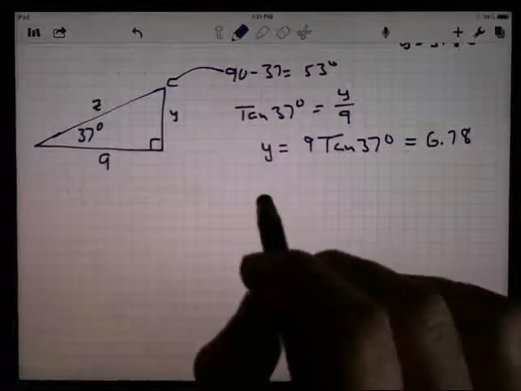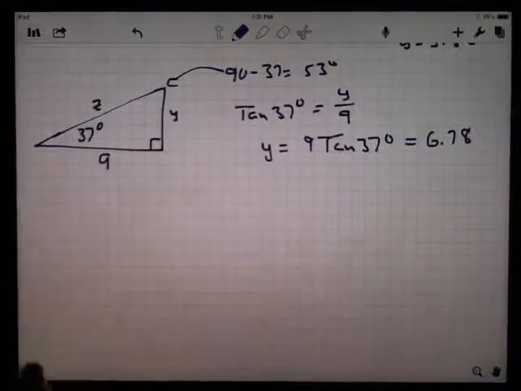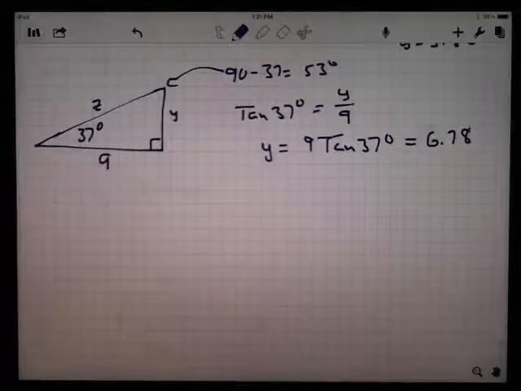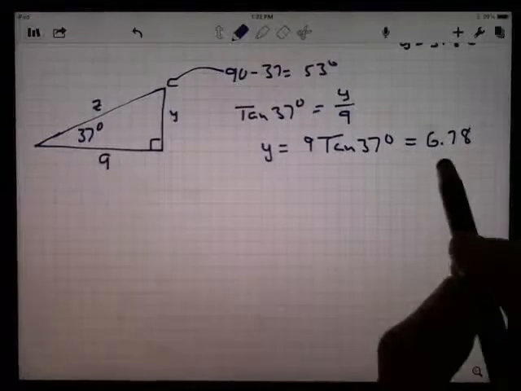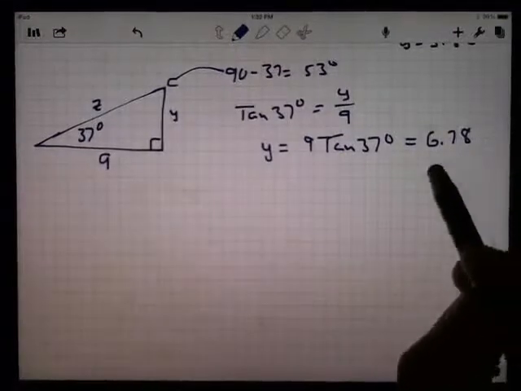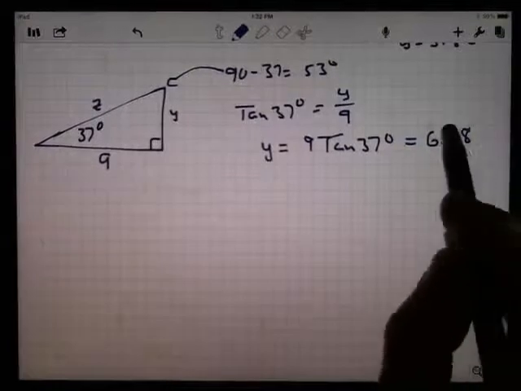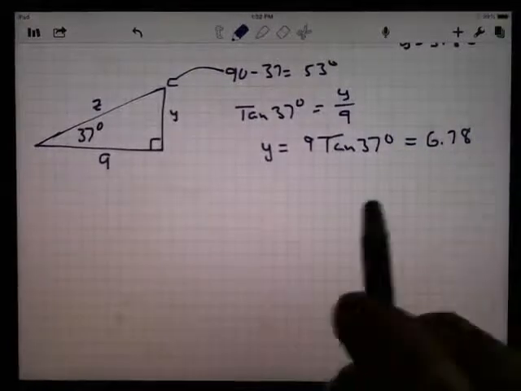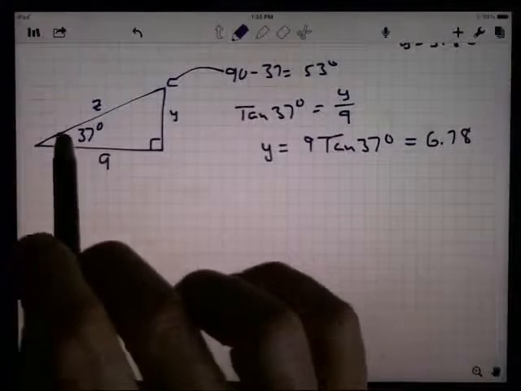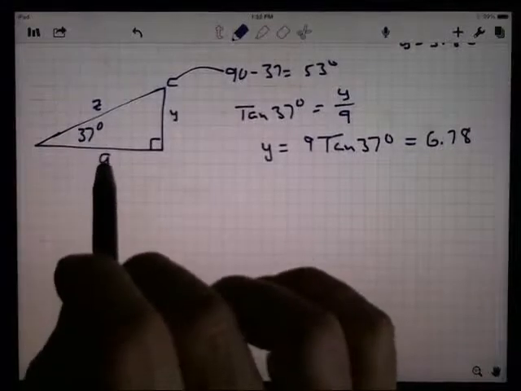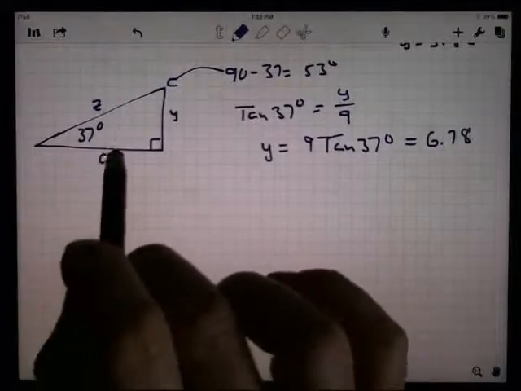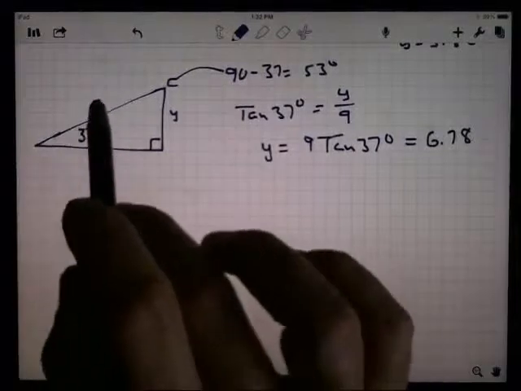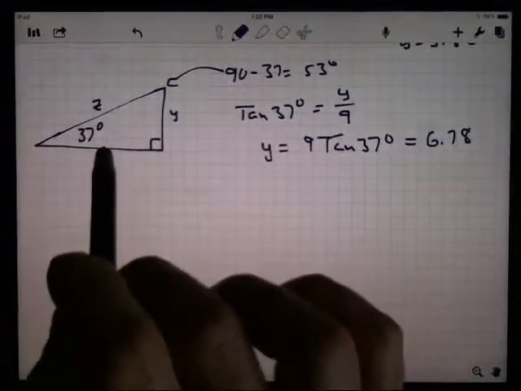That's good. Lastly, I want to find z. Again, I could, if I want, now use Pythagoras. I've got 9, I've got 6.78. I could square them both, add them up. But I'd be using this rounded number. I don't want to do that. Let's go back and use the trig. I've got 37 degrees. I've got 9 being the known side, that's the adjacent side, and the hypotenuse that I'm looking for is the unknown side.